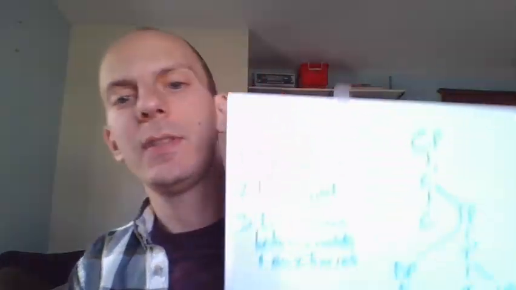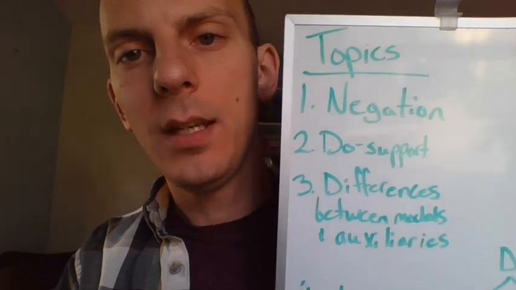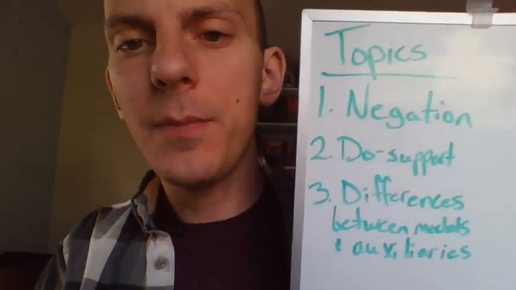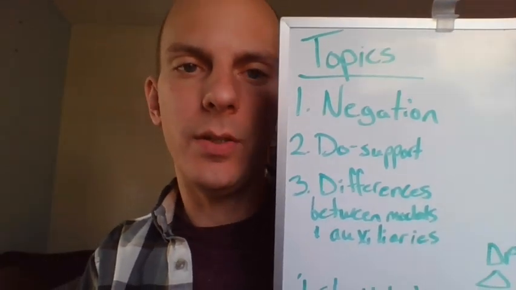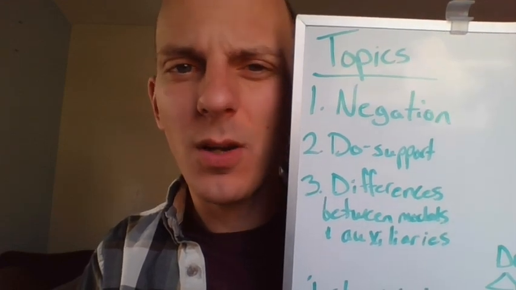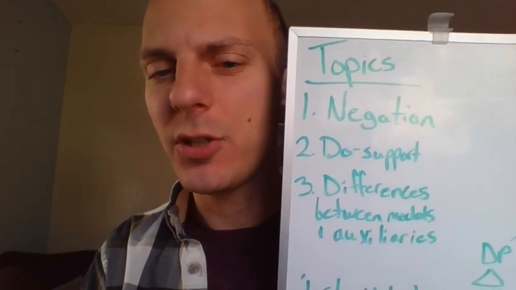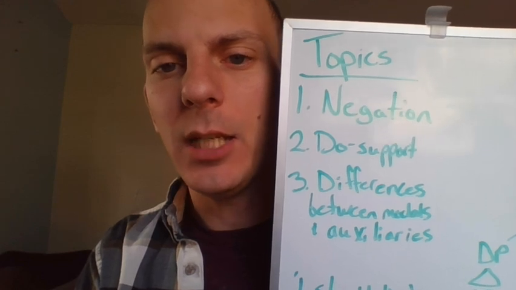We've got 3 topics for today. This is what we're going to be doing. We're going to start off by just looking at negation and how it's done. How do we fit it into our trees? Where does it go? What does it look like? What does the tree structure look like? That's going to be number 1.